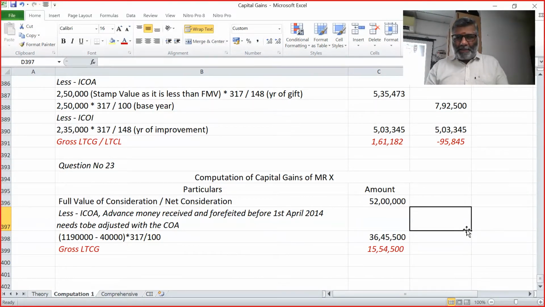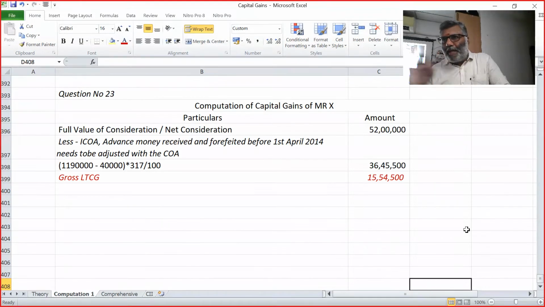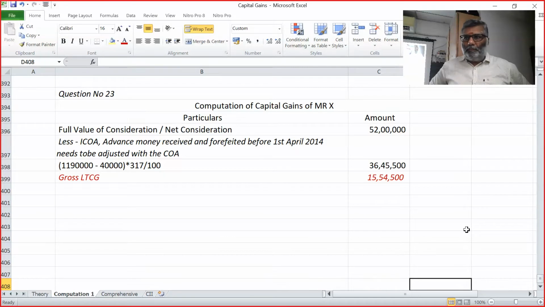A friend was asking me a question about cost of improvement. Cost of improvement before 1/4/2001 should be ignored. It should not be considered at all, because the FMV we are talking about on 1/4/2001 includes that cost of improvement which we have made. Am I clear? Okay.